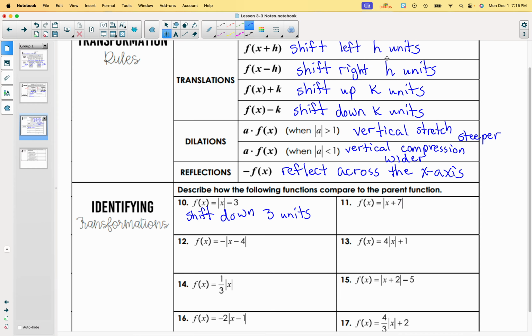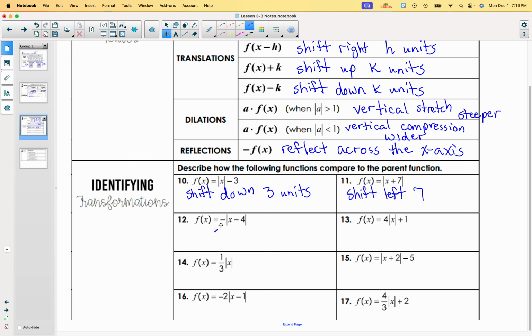Number 11 is like our first one up here, f of x plus h. So this is going to shift. Remember, it goes opposite. So it's going to shift to the left 7. This one's going to do two things. This right here, the negative sign, is going to make it reflect across the x-axis. And this minus 4 is going to make it shift. Remember, it's opposite, so shift to the right 4. So it's going to do two things.